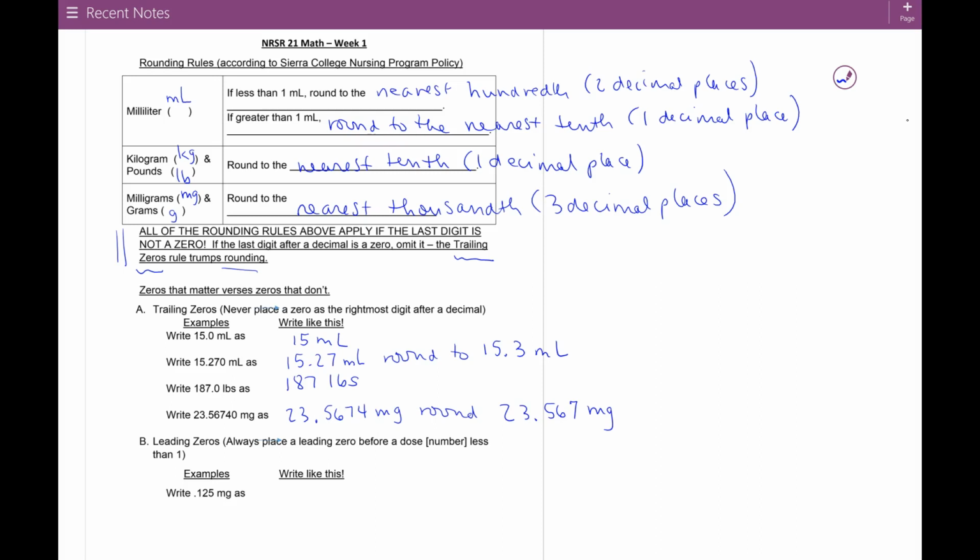If there's a number smaller than 1, we put a 0 before the decimal. It warns the reader that a decimal is coming. It would be really easy to miss this tiny decimal. And 125 milligrams is 1,000 times as much as 0.125 milligrams.